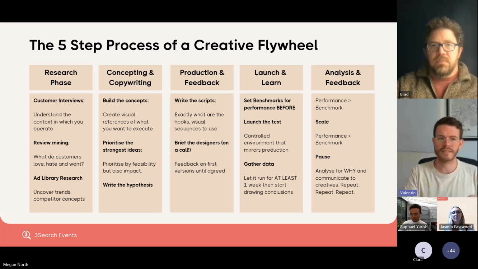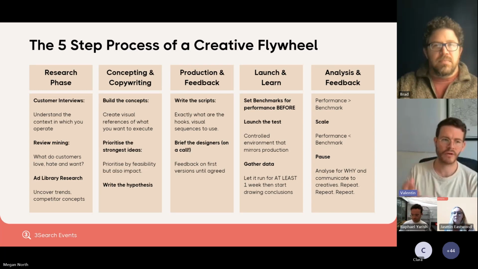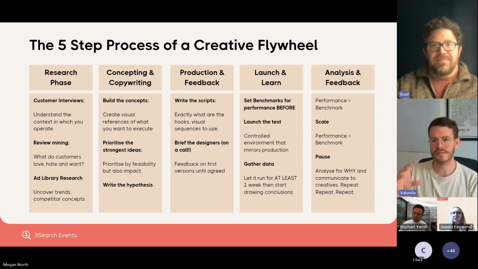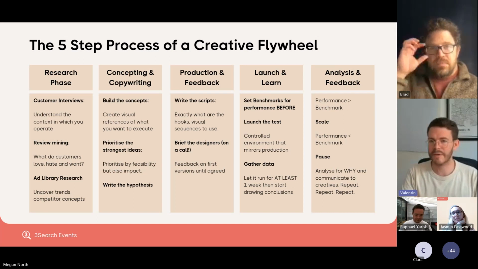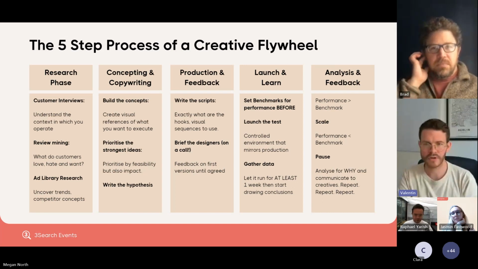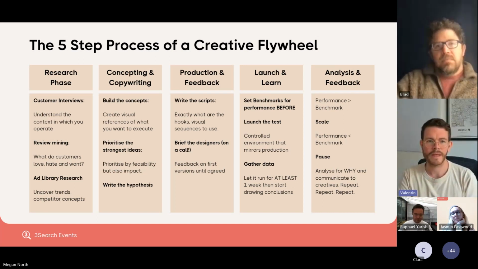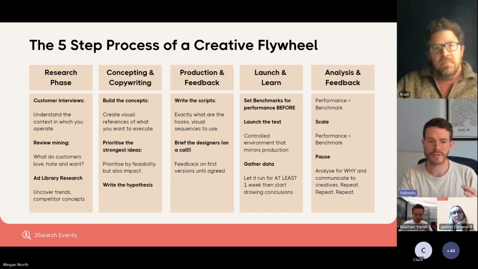Then once that's complete, you move to the concepting phase, where you prioritize what that concept looks and feels like so that you can brief it, prioritize the strongest ideas, and then write the hypothesis behind that. Like, we think that our customers care about this particular benefit or they have this pain point, and so we're going to explore that. And then it's on to actually writing the scripts.